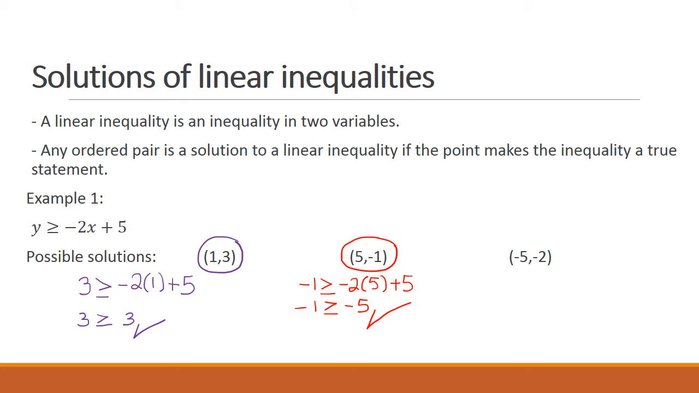Now, for (negative 5, negative 2), again, I'm going to substitute y with negative 2 and x with negative 5 to find out if I have a true statement or not. So I'm going to end up with negative 2 greater than or equal to negative 2 times negative 5, which is 10, plus 5, that's 15. So I have negative 2 is greater than or equal to 15, which is definitely not a true statement, which means (negative 5, negative 2) is not a solution for this inequality. So the two solutions that I have here are (1, 3) and (5, negative 1) for this inequality.